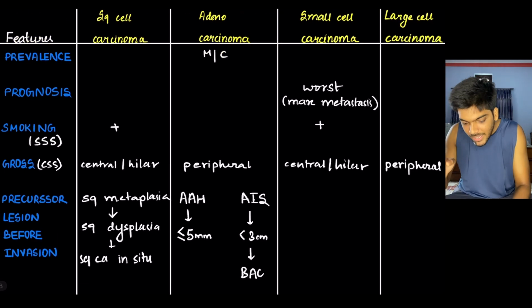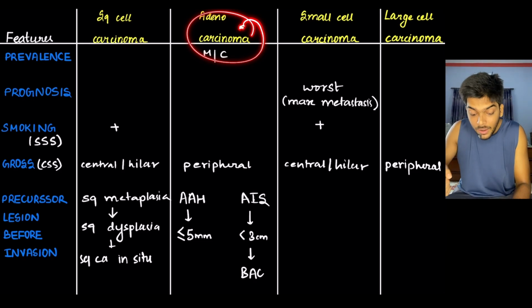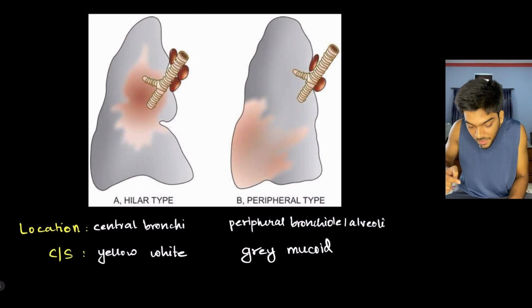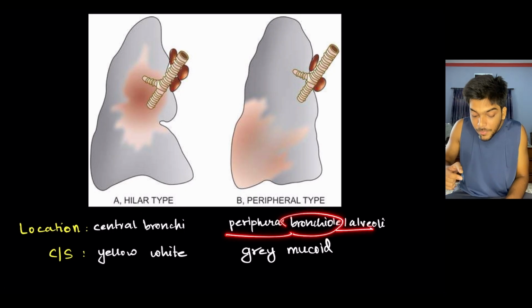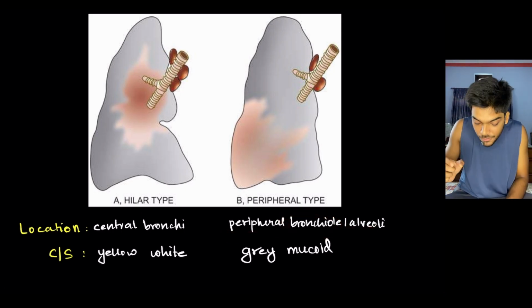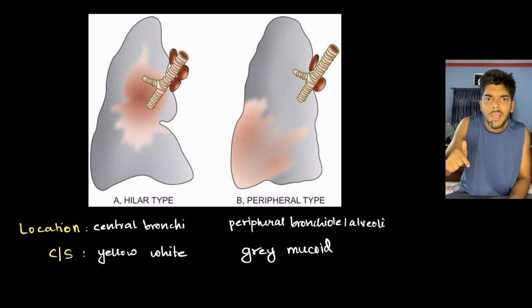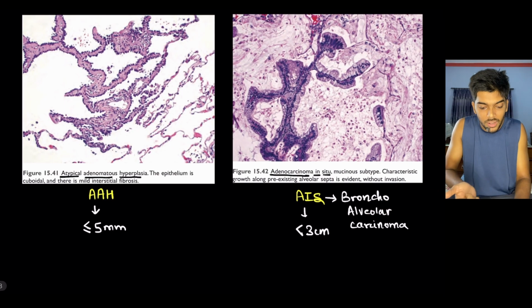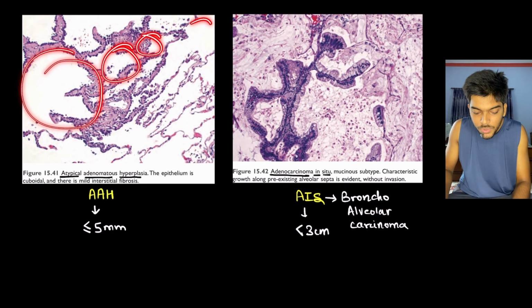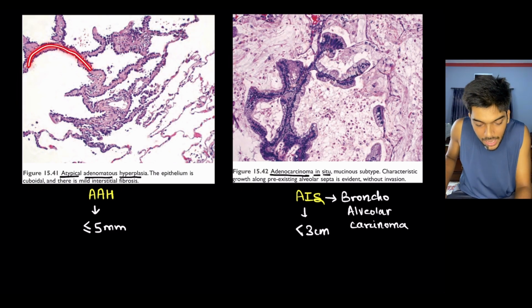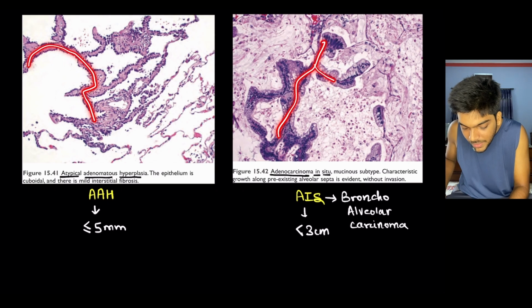Again, use another concept. Adenocarcinoma, what type of growth does it have? Peripheral. That means it arises from peripheral bronchial alveoli. Adenocarcinoma arises from peripheral alveoli. So if carcinoma is arising from alveoli, the precursor lesion has to be in alveoli as well. That's exactly what's shown here. A bunch of alveoli has been shown here, and this is the septa of the alveoli.